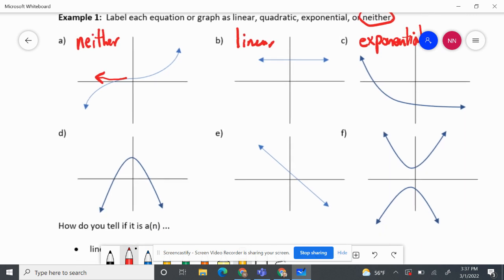For the next ones, here we have a quadratic and it's going down. Here we have a linear because it's a straight line. And here we have two quadratics. This is a hyperbola. We're not going to learn about hyperbolas in Algebra 1. So all we're going to say is neither. It looks like it's a quadratic, but since there's two of them, that would not be a quadratic. That would be a hyperbola.